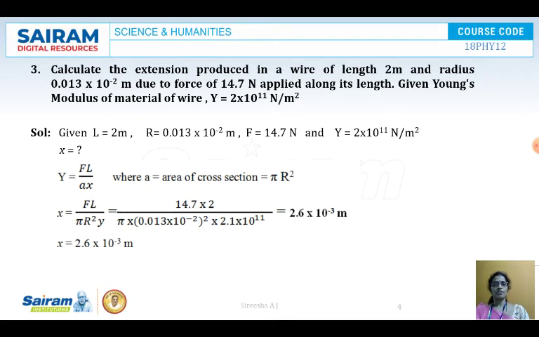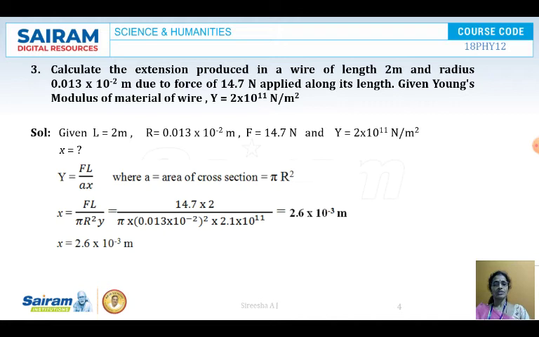In the previous problems for the same values you were not given the value of Y, so you calculated Y. Later F had to be calculated. Now x has to be calculated with the other values given. Now we know that Young's modulus Y is equal to FL by AX, where A is the area of cross section. So rearranging the terms, x is the extension, and we have to find the extension produced. So x is equal to FL by pi r square into Y.